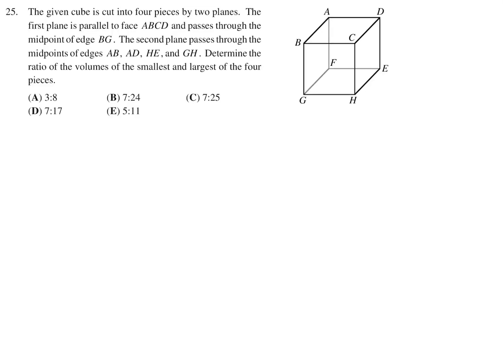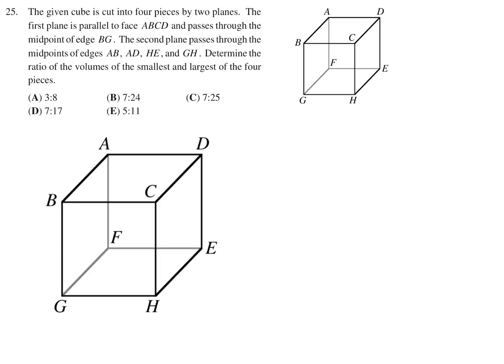The given cube is cut into 4 pieces by 2 planes. The first plane is parallel to the face ABCD and passes through the midpoint of edge BG. The second plane passes through the midpoints of AB, AD, HE, and GH. Determine the ratio of the volumes of the smallest and largest of the four pieces. So the first thing I have to do is explain this question in detail, and then we'll tackle it.